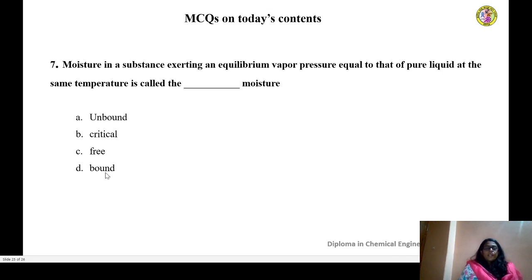So the last option is a wrong choice. And it is also not the free moisture, because free moisture may include bound as well as unbound moisture. It is also not the critical moisture, because critical moisture is the moisture content when the constant rate period ends and the falling rate period starts. So the right option is option A.